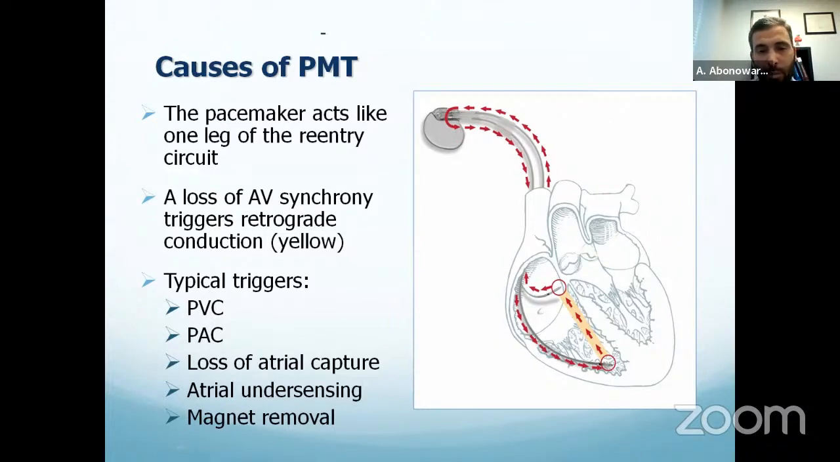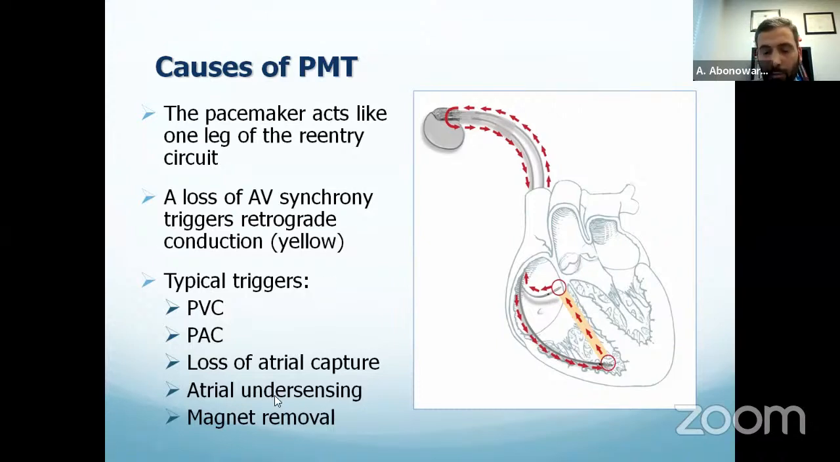The best way to interrupt it is to put the magnet and remove it quickly. However, remember, if you put the magnet on a patient, sometimes that might also trigger PMT. So you have to be careful, look at the patient, do this under the monitor, and remove the magnet quickly to see if that interrupts the PMT.